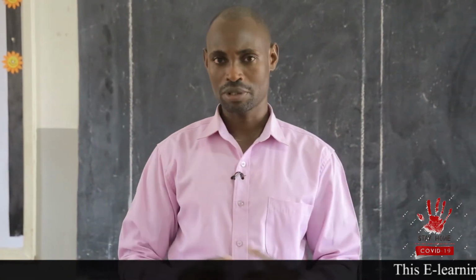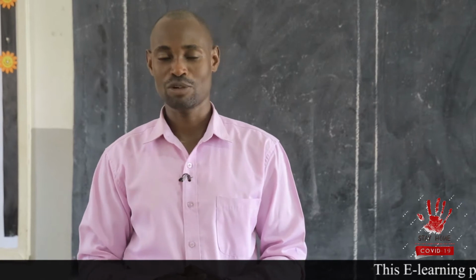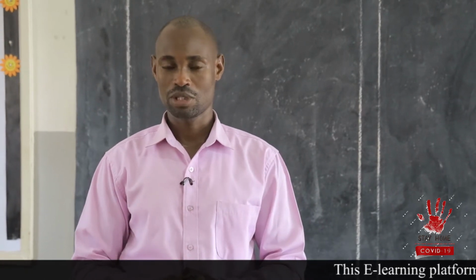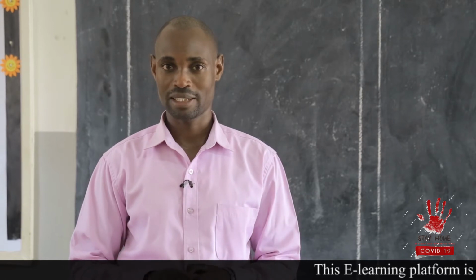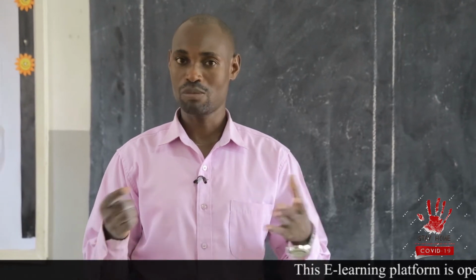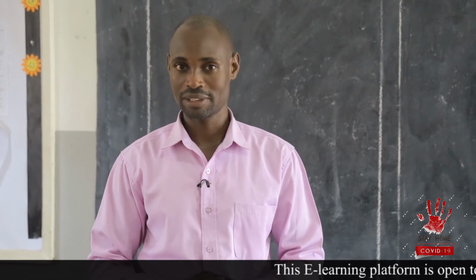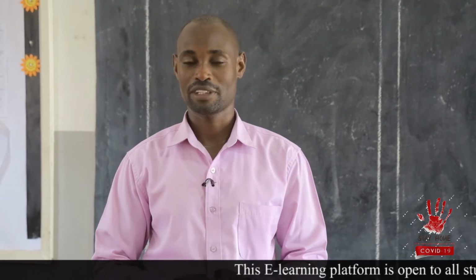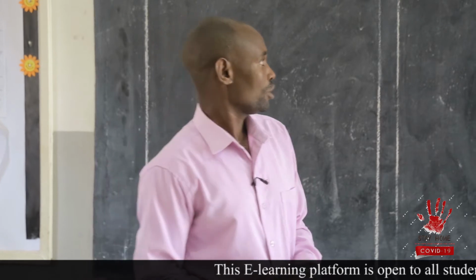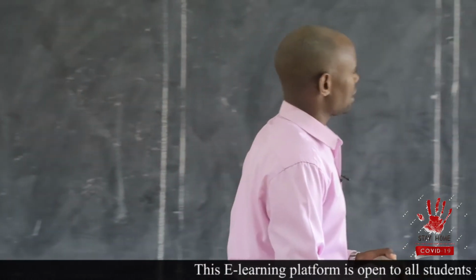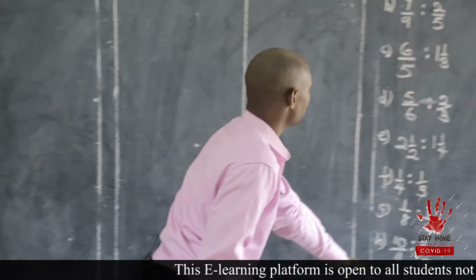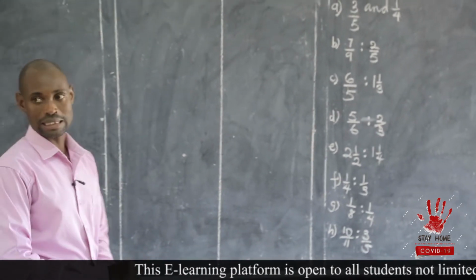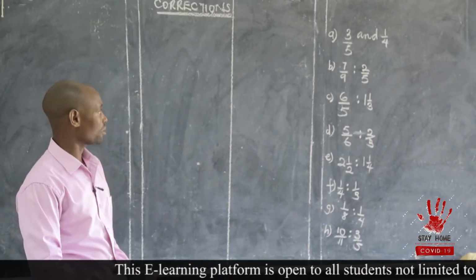So before we go to today's lesson, allow me to take you through the activity which I gave you, so that while at home, you can gauge how much you understood in my lesson, and at the end of it all, award yourself the marks. So our number one was saying express 3 out of 5 and a quarter as a single ratio.